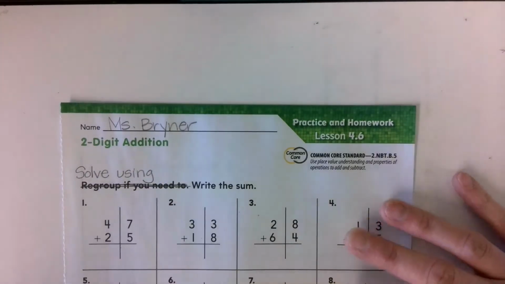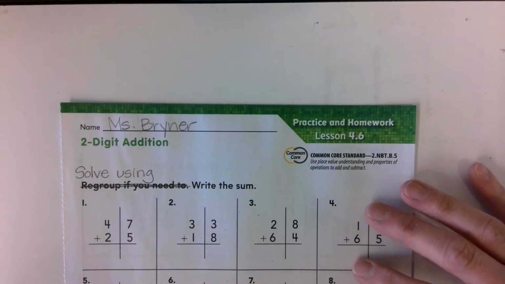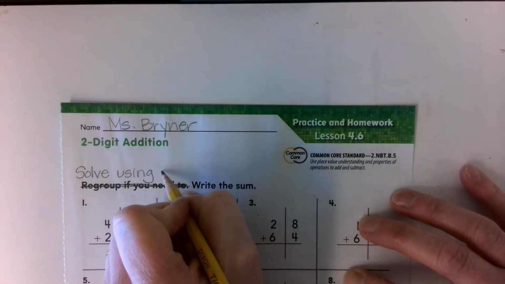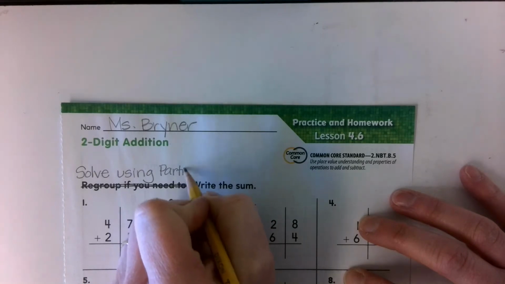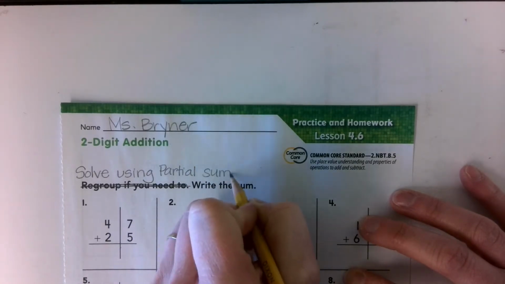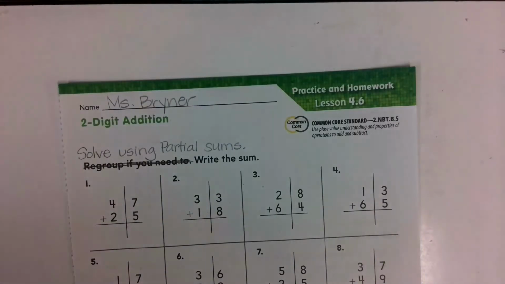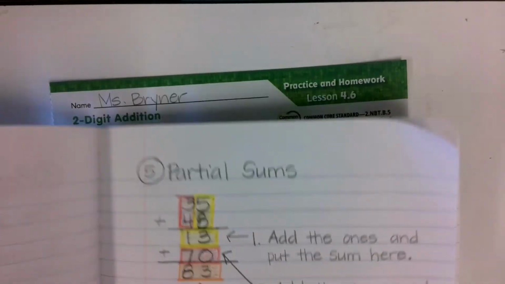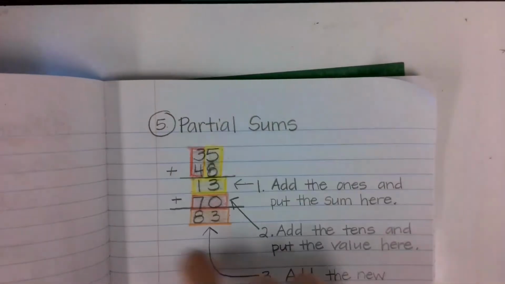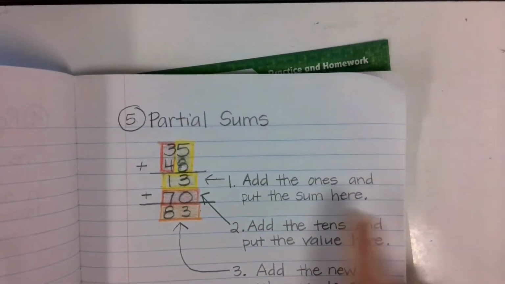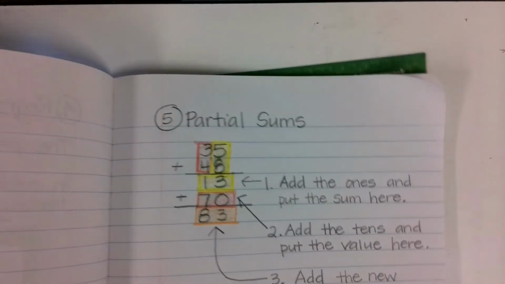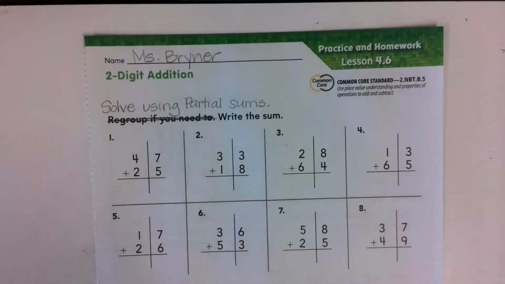You're going to put in solve using, what strategy do you think we're going to use? You've got it. Partial sums. We're going to solve using partial sums. So let's review how we did that. We did that on page 33 of our math journal. So have page 33 out and look at it again and review the directions, the order that we solved this using partial sums.